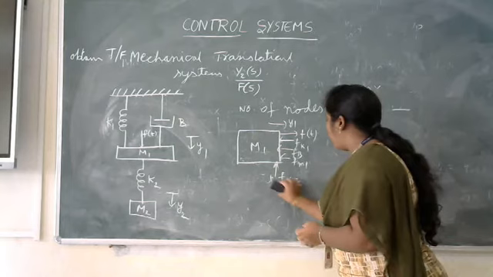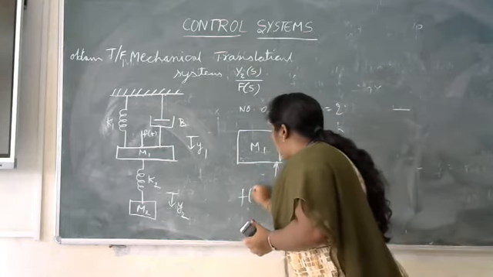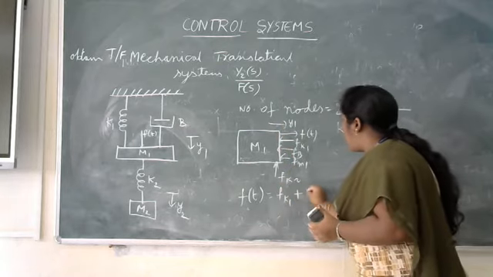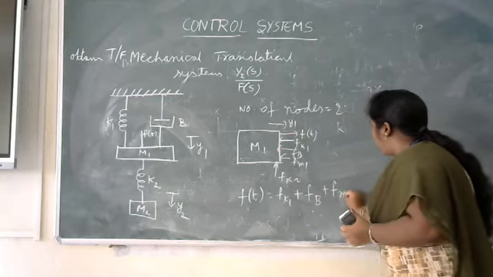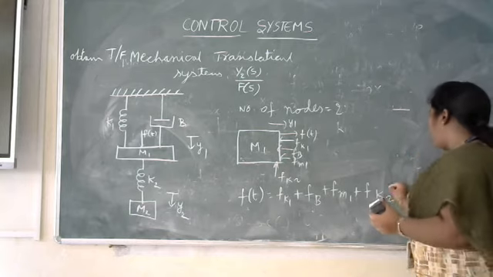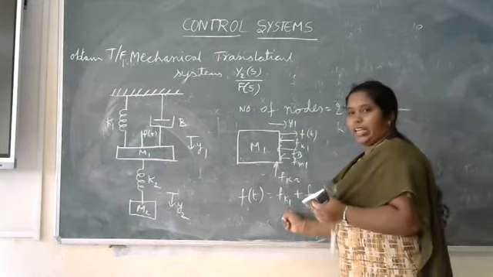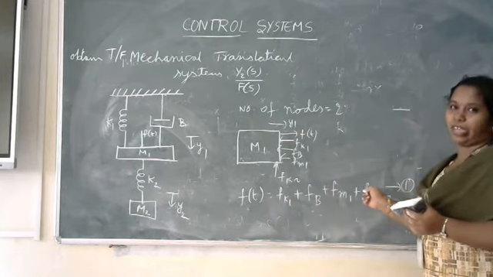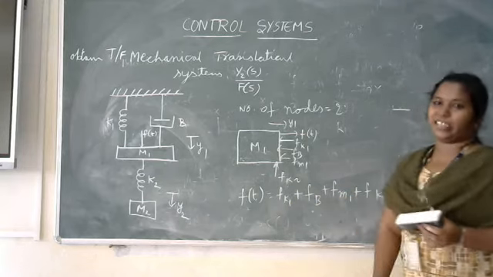So according to Newton's second law, you can write the equation F of T is equal to Fk1 plus Fb plus Fm1 plus Fk2. Is it right? So this is your first equation. Here I can obtain the individual equations for Fk1, Fb, Fm1 and Fk2, and I will substitute them in this equation.